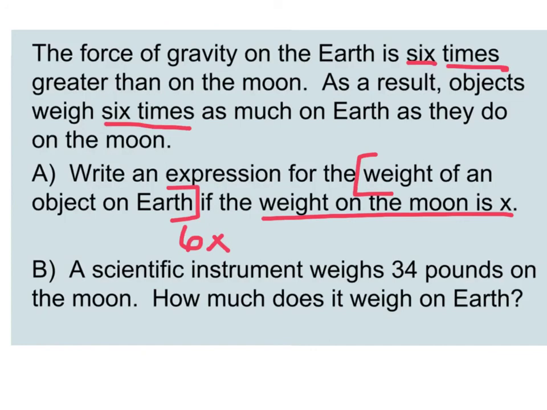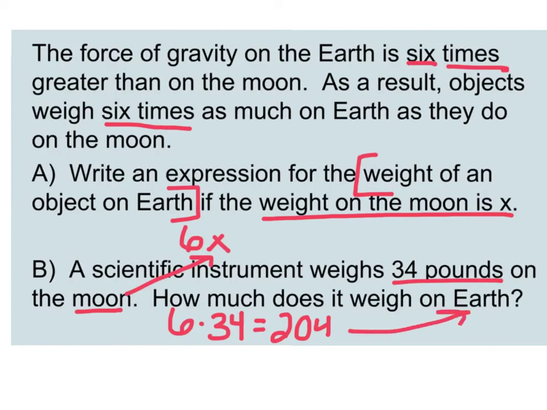Now for part B, a scientific instrument weighs 34 pounds on the moon. How much does it weigh on Earth? So we know that's what it weighs on the moon, and we know that the moon weight is X, so I can do 6 times the weight of that instrument, which would be 204, which is the weight on Earth.